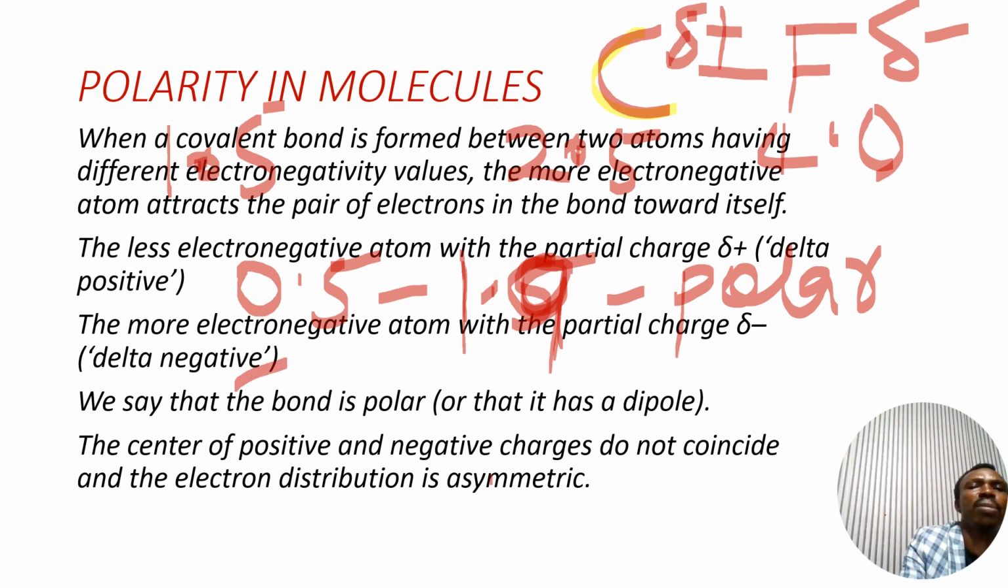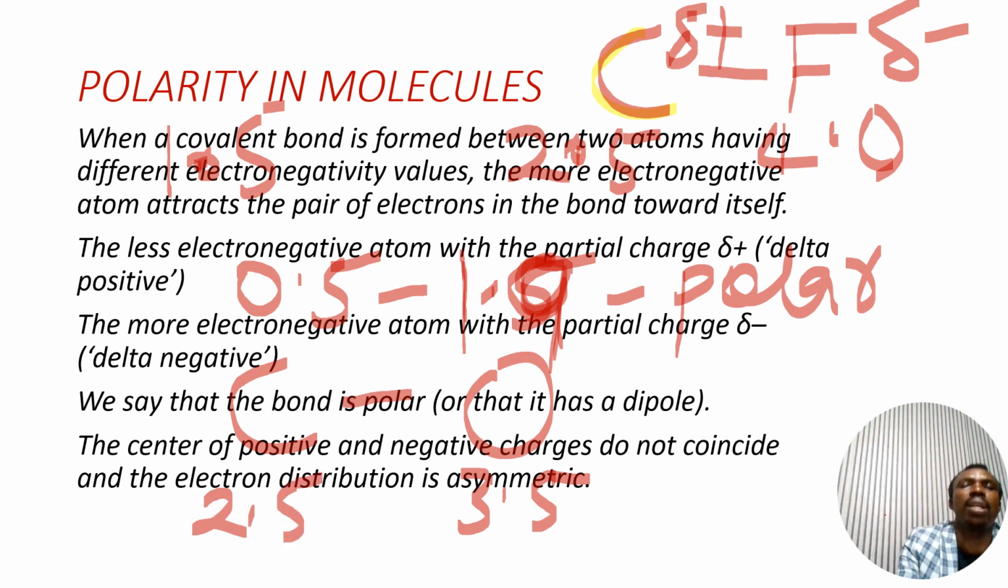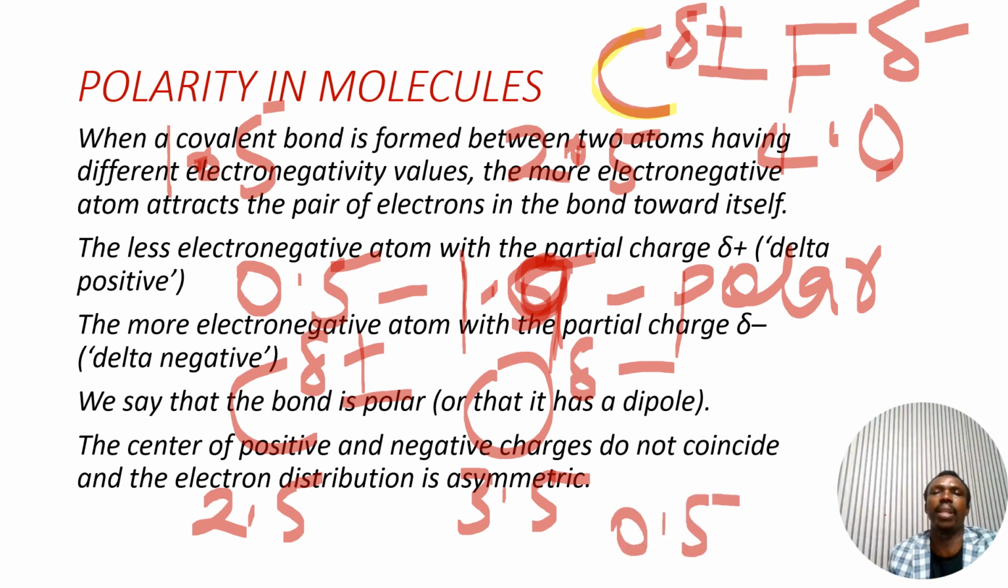Let's take another one, carbon single bond oxygen. If you look at the electronegativity table, oxygen has an electronegativity value of 3.5 and carbon has an electronegativity value of 2.5. That means oxygen is more electronegative than carbon. So oxygen will be partially negative and carbon will be partially positive. The electronegativity difference is 1.0. So we say the bond is polar because it has a dipole, which is a partially positive and a partially negative charge formed as a result of the electronegativity difference between the two atoms. So that means the electron distribution is asymmetric. The electrons are not equally shared.